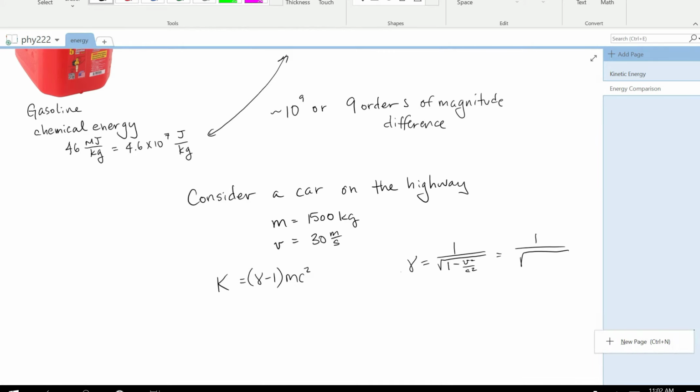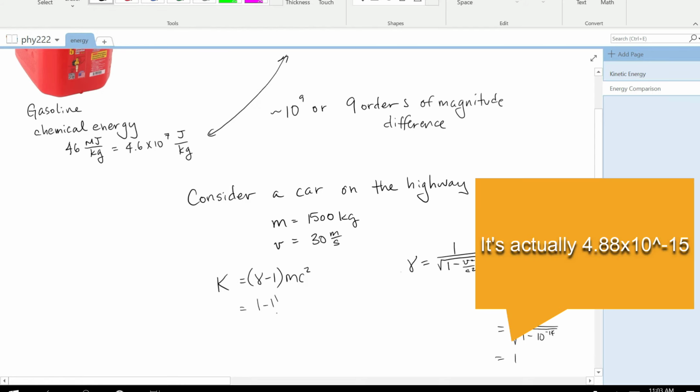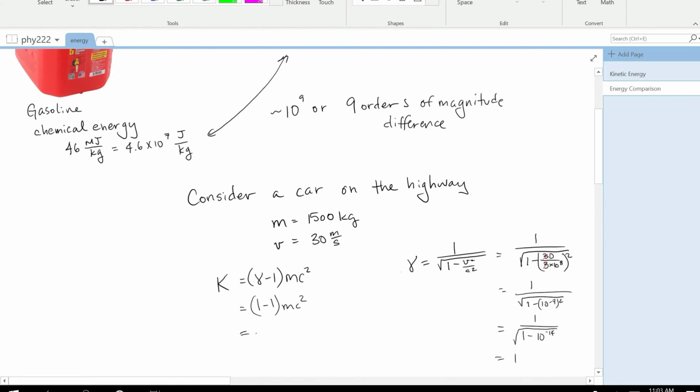And when we do that, we will get these 3's will cancel with one another to give us a 1. And then so we essentially have 10 divided by 10 to the 8, which would be 10 to the minus 7. So 1 over the square root of 1 minus 10 to the minus 14. That's essentially 1. So we would have 1 minus 1 times mc squared, which is 0.